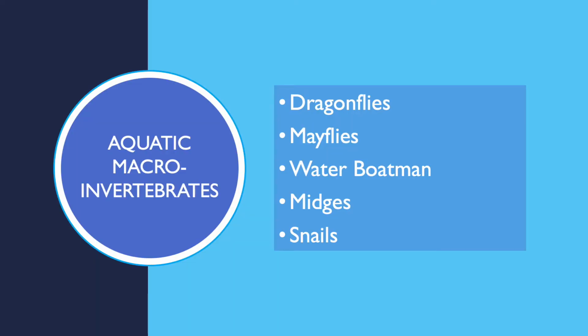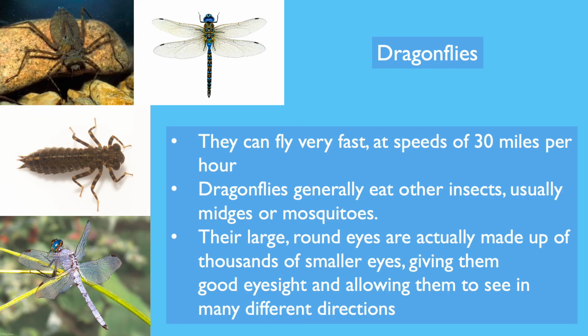In this presentation, we are going to talk about dragonflies, mayflies, water boatmen, midges, and snails. Dragonflies are common residents of ponds, lakes, marshes, and at times rivers. Large numbers of dragonflies can occasionally be seen flying together near rivers and lakes. You may not recognize the larva of a dragonfly, but everyone knows what adult dragonflies look like. They're large with 4 broad wings and a long tail. They can fly very fast, at speeds of up to 30 miles per hour.